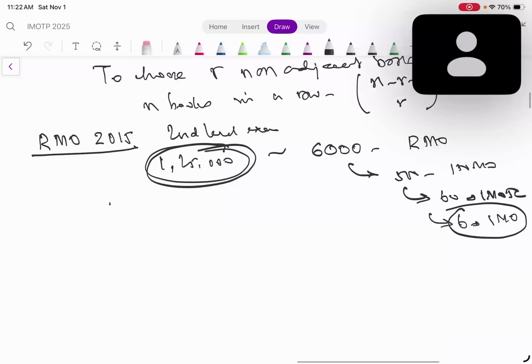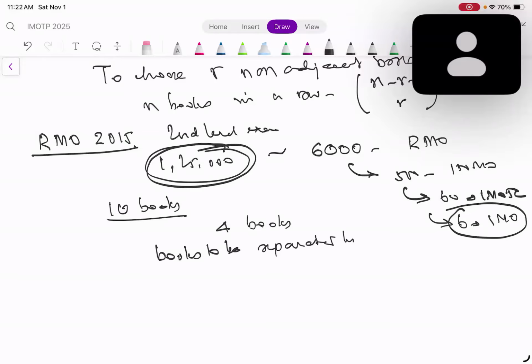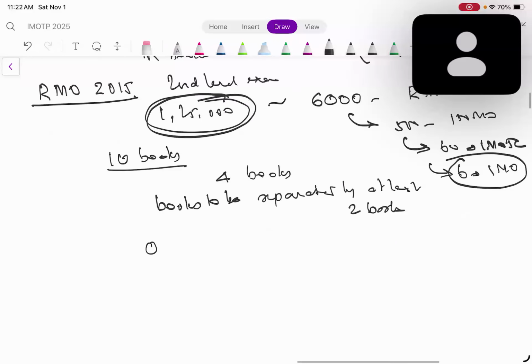I have again 10 books. Now what I want to do is choose again 4 books. But this time I want the books to be separated by at least 2 books. Suppose I have these 10 books, 1, 2, 3, 4, 5, 6, 7, 8, 9, 10. If I choose this one, I can't choose this, I can't choose this, I can choose this. There's only one way. And I can choose this. There's only one way of doing this, right?